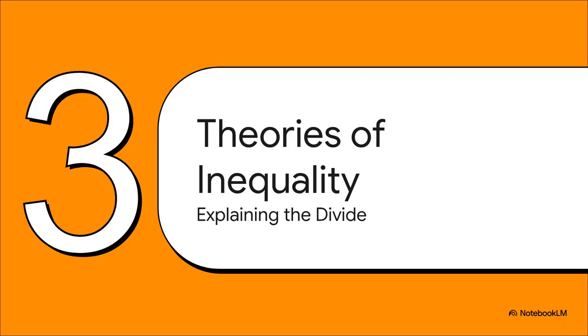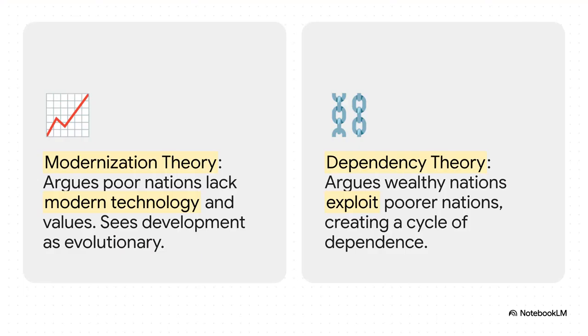Okay, so that's the history. But how do experts explain why these patterns are so hard to change? Well, there are a couple of big competing theories out there that try to make sense of it all. On one side, you've got what's called modernization theory. It basically argues that countries in the global south are behind because they haven't adopted modern technology, institutions, and values. But on the complete opposite side, you have dependency theory. It says the system itself is the problem, that the North's wealth was built and is still maintained on the economic exploitation of the South.